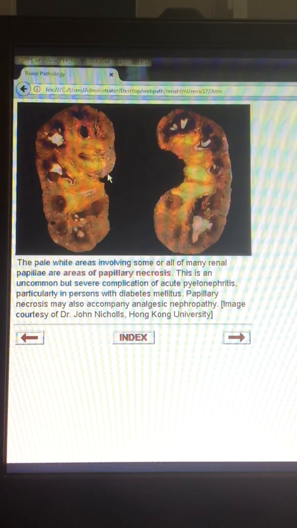Papillary necrosis is most likely to be seen in a patient with diabetes. But even in analgesic nephropathy, papillary necrosis can be seen. But most likely it is a diabetic patient having acute pyelonephritis that is not resolving or not having any treatment. So this is a complication.